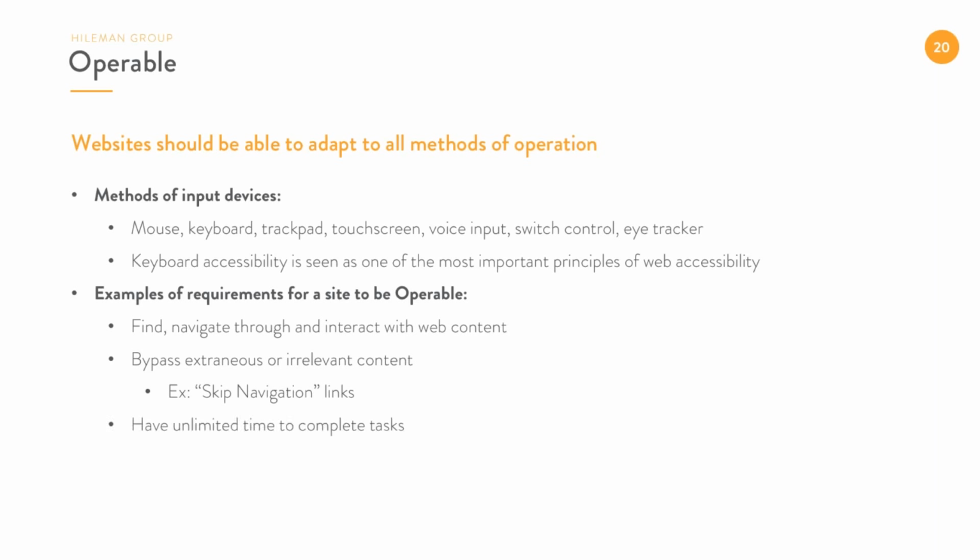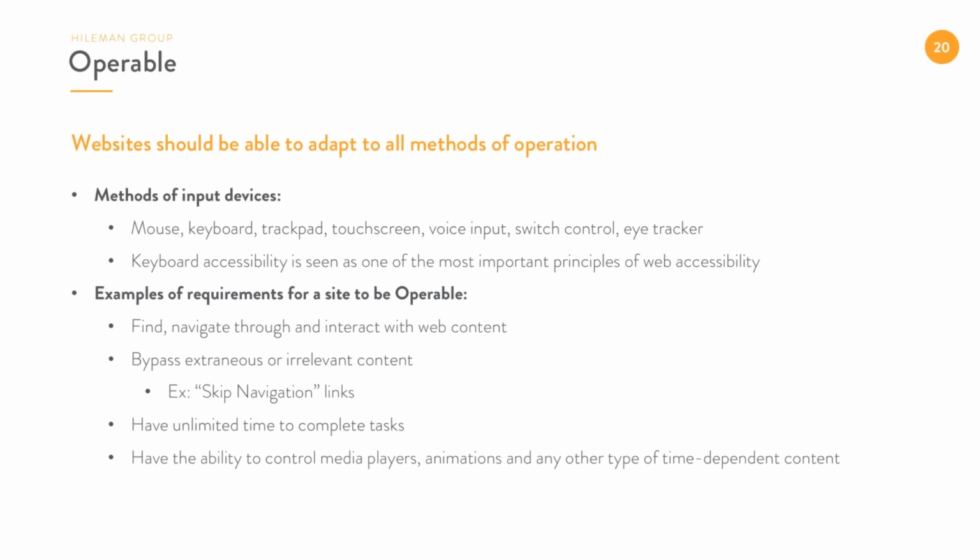Have unlimited time to complete tasks. I'm sure everyone's seen when they go into Ticketmaster, you have 8 minutes to purchase your tickets. That can be extremely daunting for someone who may have cognitive disabilities and they just don't know how they're going to accomplish this in that amount of time. So having settings to change the time limit to unlimited is where you're going to be operable in that manner.